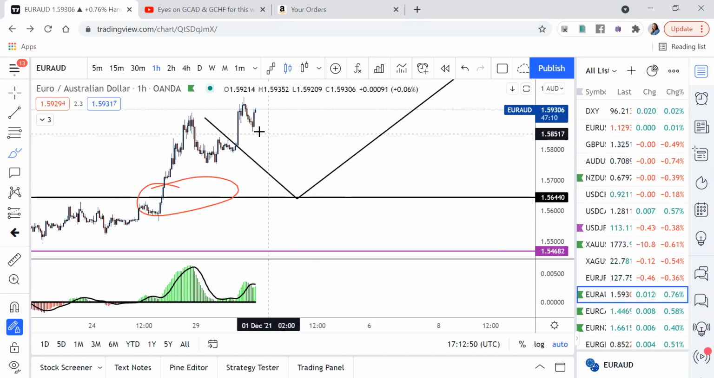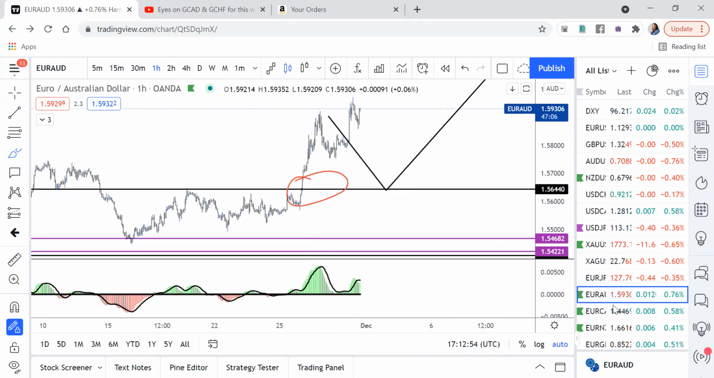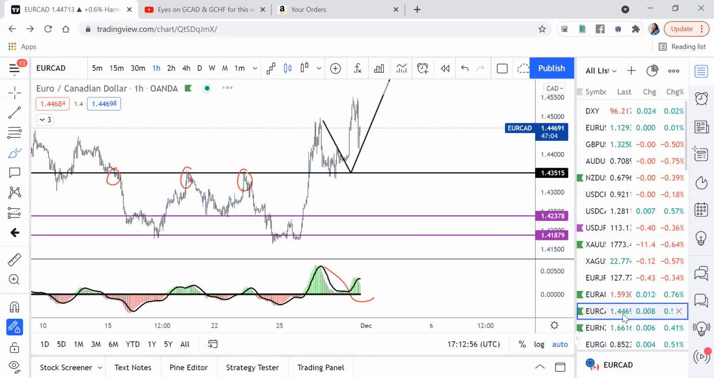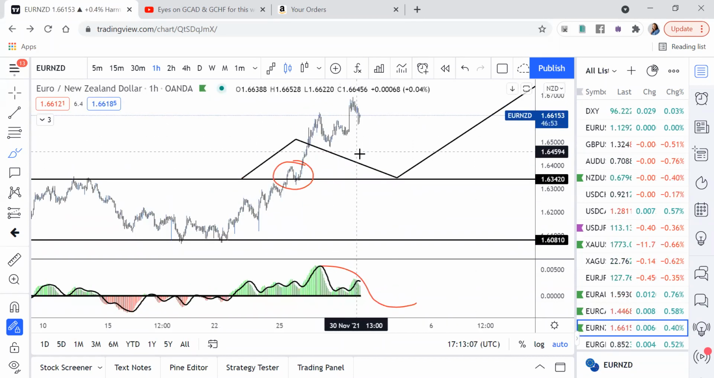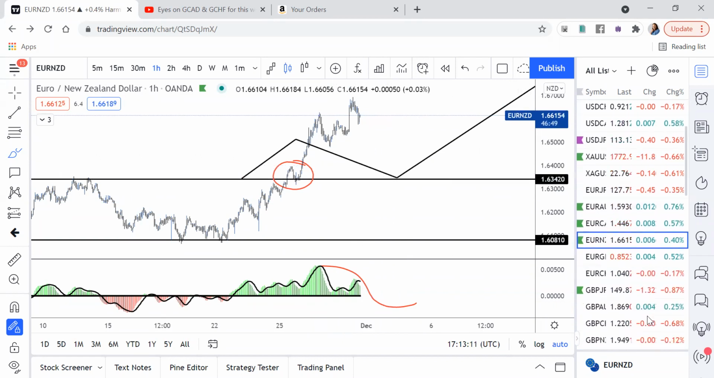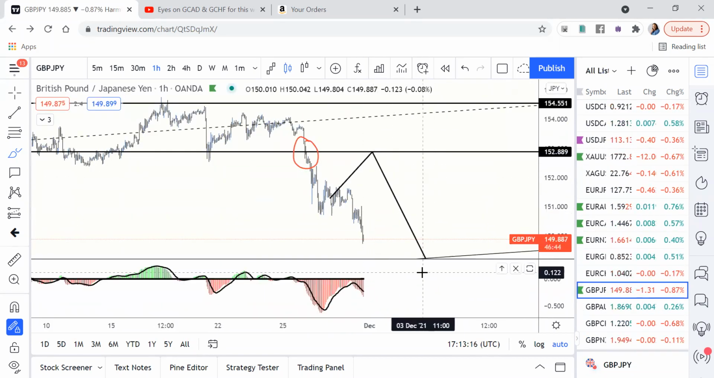Euro AUD, waiting for that retest at structure here. Euro CAD, similar thing, waiting for that retest. Euro NZD, similar thing as well. Wait for that retest. And then finally, GBP JPY, wait for this retest and sell. Any questions, guys?